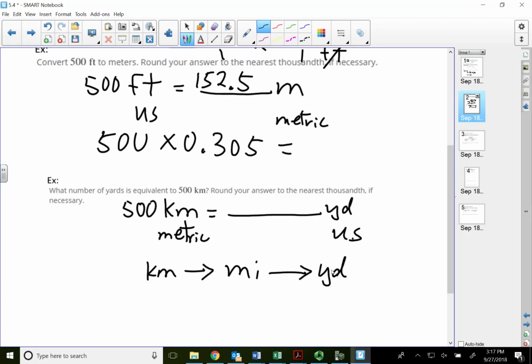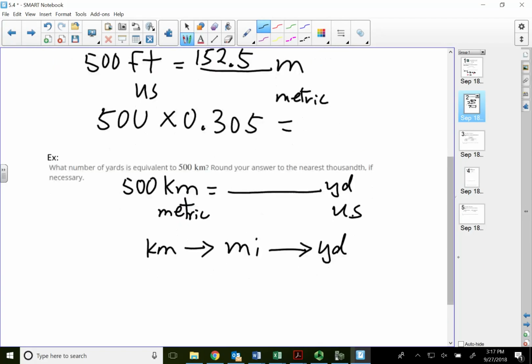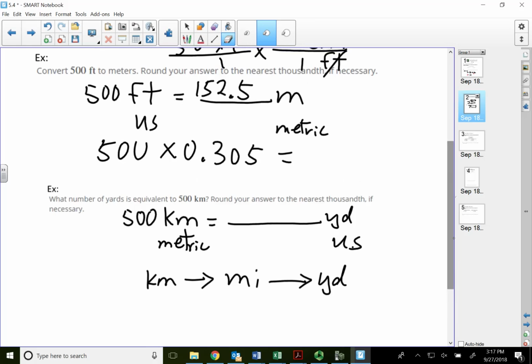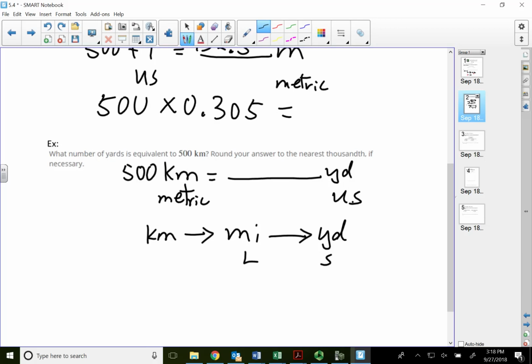If you don't want to think about all those crazy things, we can always set it up as unit fractions. But since I already told you, as long as we pick the correct side of the number, kilometer to mile, we will multiply. And going from large to small, we will multiply again. Once I'm at miles, I will need to multiply by 1760 to get to yard.